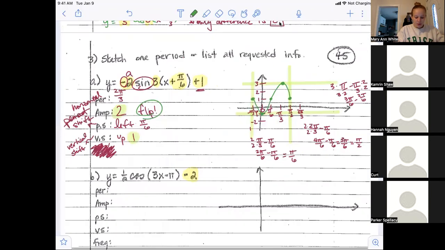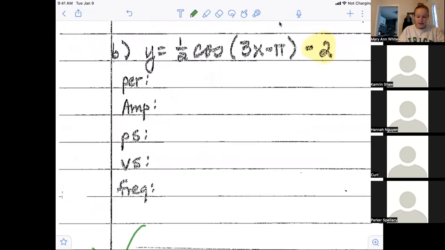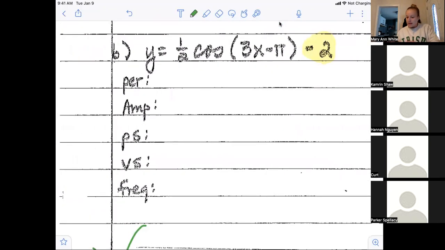This is actually the last one we're going to do in 4-4. I am not going to do number 4 because I just don't want to. So letter B is the last example we're doing in 4-4, unless I have extra time and I'll come back.